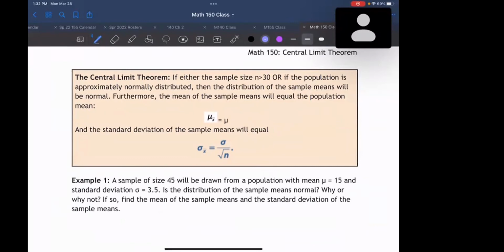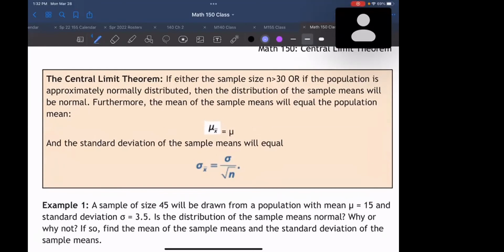Let's read this. This is a very important theorem. There's a lot of things going on here, but once we get through a few examples and do a little more practice, I think we'll get the hang of it. So this says, if either the sample size n is bigger than 30, or if the population is approximately normal, then something happens. So for this theorem to apply, the sample size n has to be bigger than 30, or the population has to be approximately normal. Either one of two things has to be true.